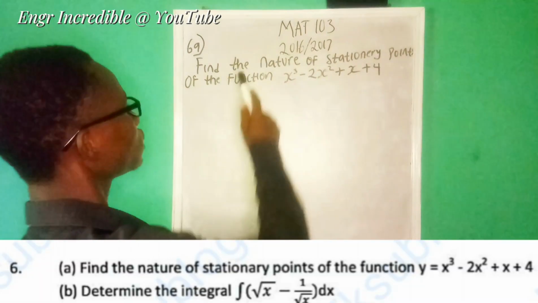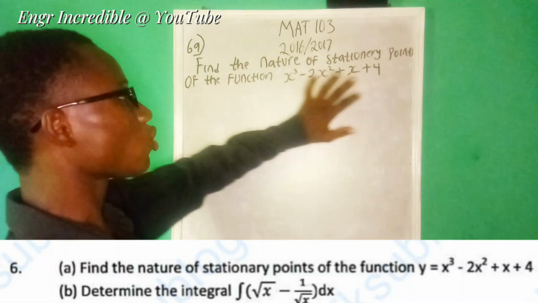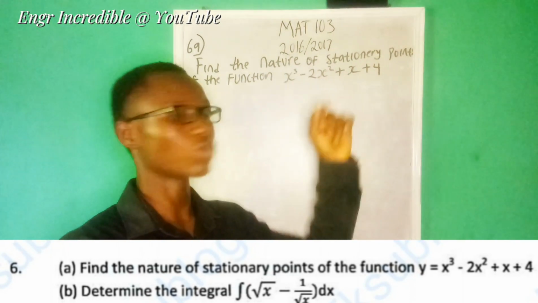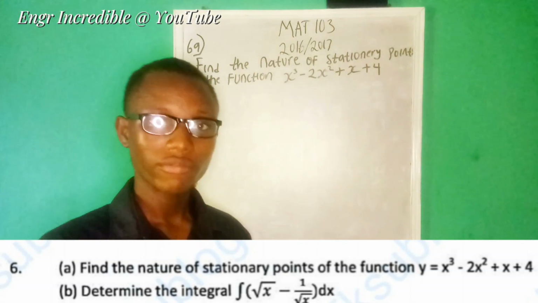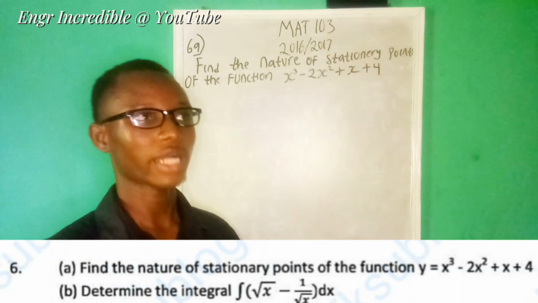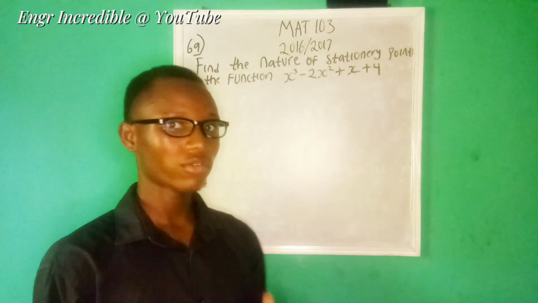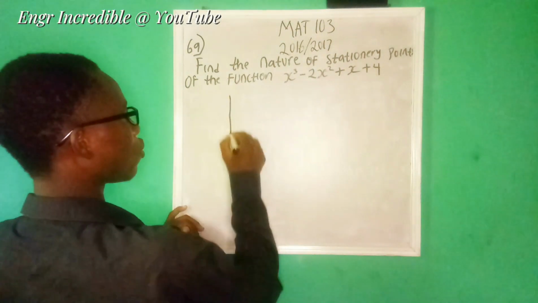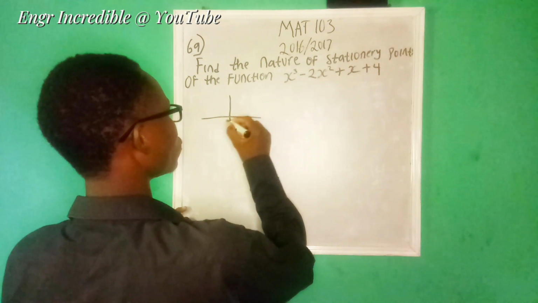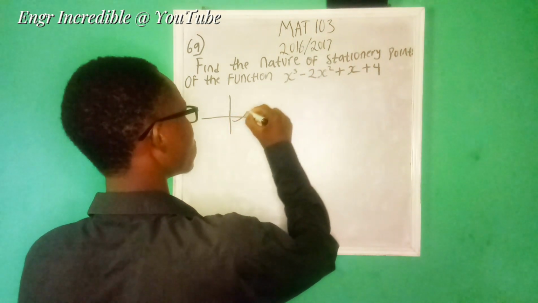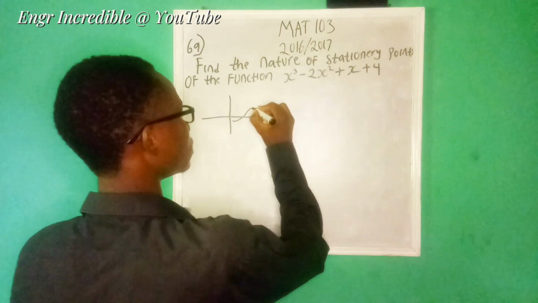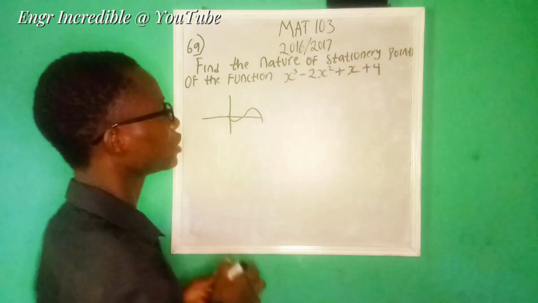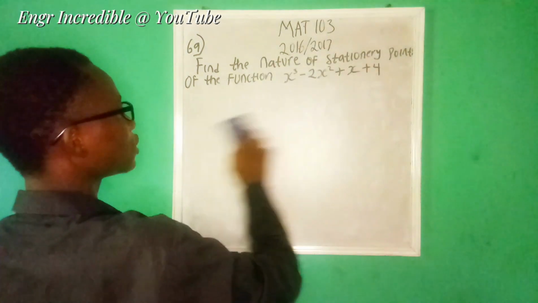So the question 6a here states that find the nature of the stationary point of the function x cubed minus 2x squared plus x plus 4. First of all, we need to understand what stationary points are. Stationary points are points on a curve where the gradient is zero. So imagine that we have a curve of something like this, then we have something like this and this. Here is a stationary point. Somewhere here too will also be a stationary point. So that is what a stationary point is.